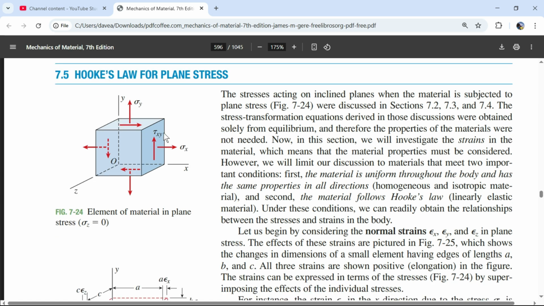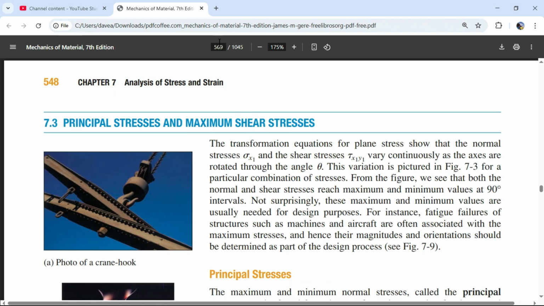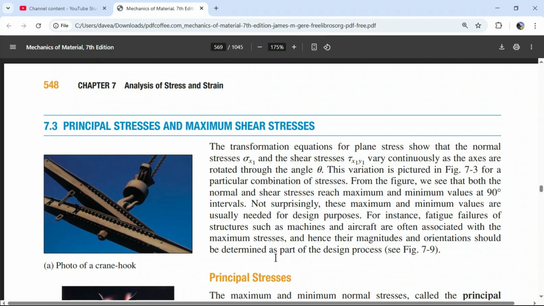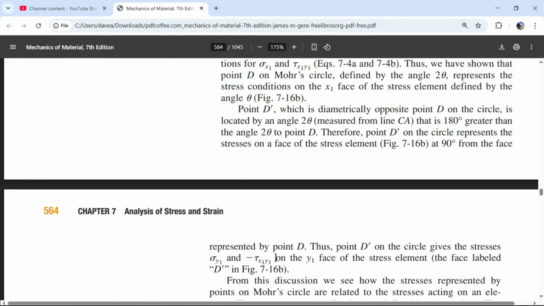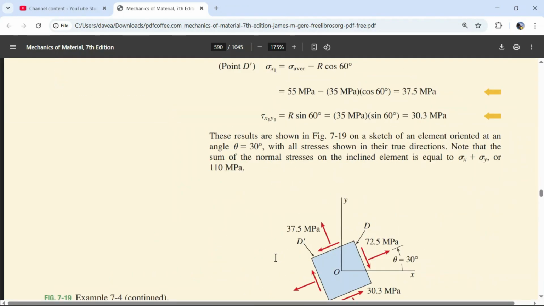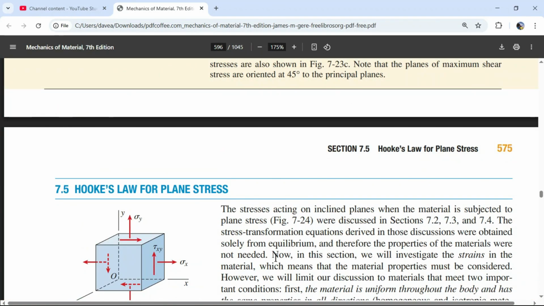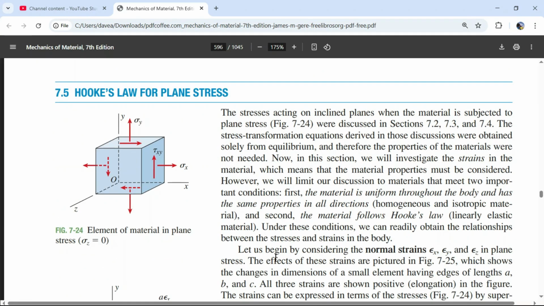Was to look at, because what we're going to be doing is, I think I even picked the wrong chapter, 569. Oh, 7.5. More circle. And then I chose to get to Hooke's law for plane stress. Yeah, I even chose the wrong section. No, we're good. So Hooke's law for plane stress.